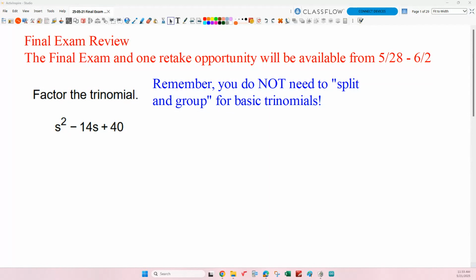What would I use to factor? Which magic numbers? What would those magic numbers be? Yep. So then I have s minus 10 and s minus 4. Okay. So in this case, our a is 1, so we don't need to split in groups. So we don't need to do s squared minus 10s minus 4s plus 40. We can just jump to this stage.